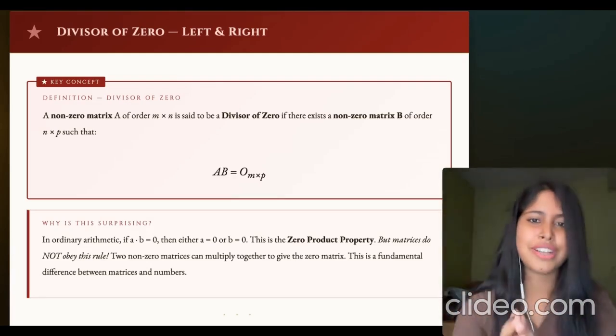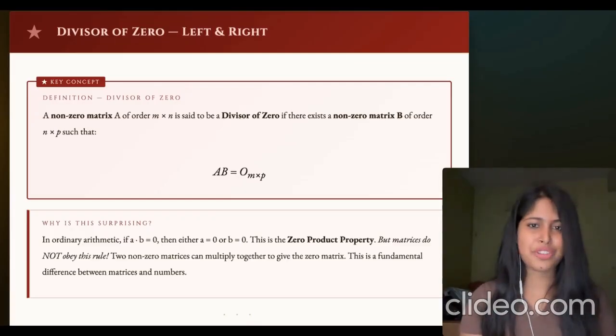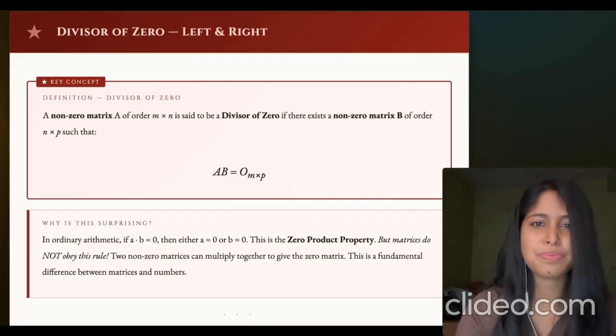Now this is wild, right? Let me say it again: A is not zero, B is not zero, but AB is equal to the zero matrix. How is that even possible? Now let's see how it happens.